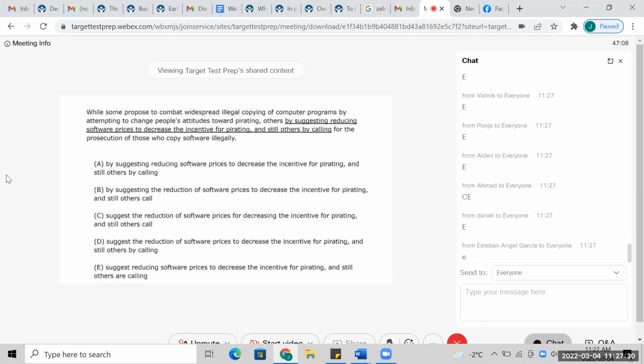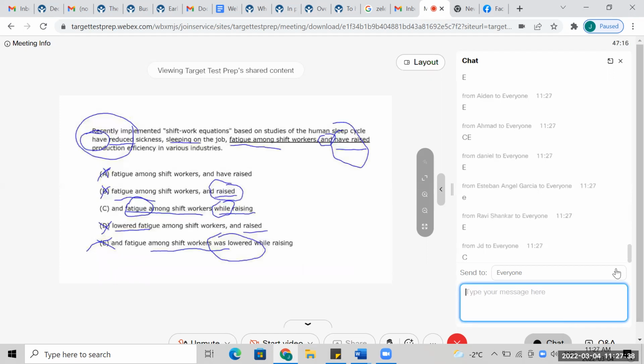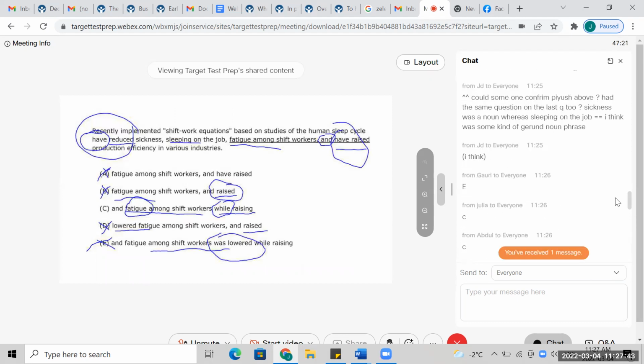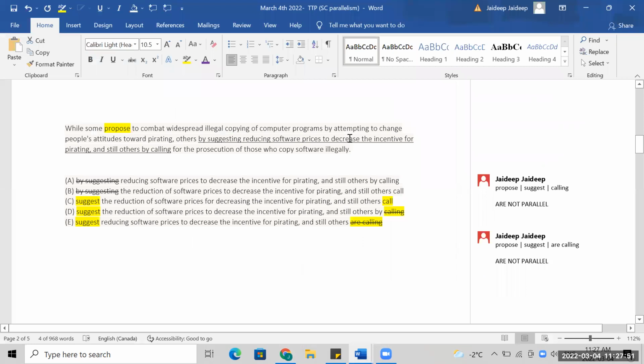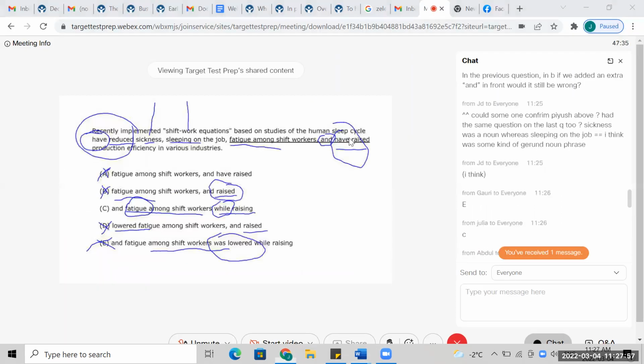You know what? Before we go to this one, let's look at the previous question for a second, because some people are asking something about it, and this really sums up the point. Parallel does not have to be exactly the same. Some people are asking, well, how can sickness and sleeping on the job, so here's sickness and here's sleeping on the job, how can they be parallel? And this is the point. Parallel does not have to be exactly the same.